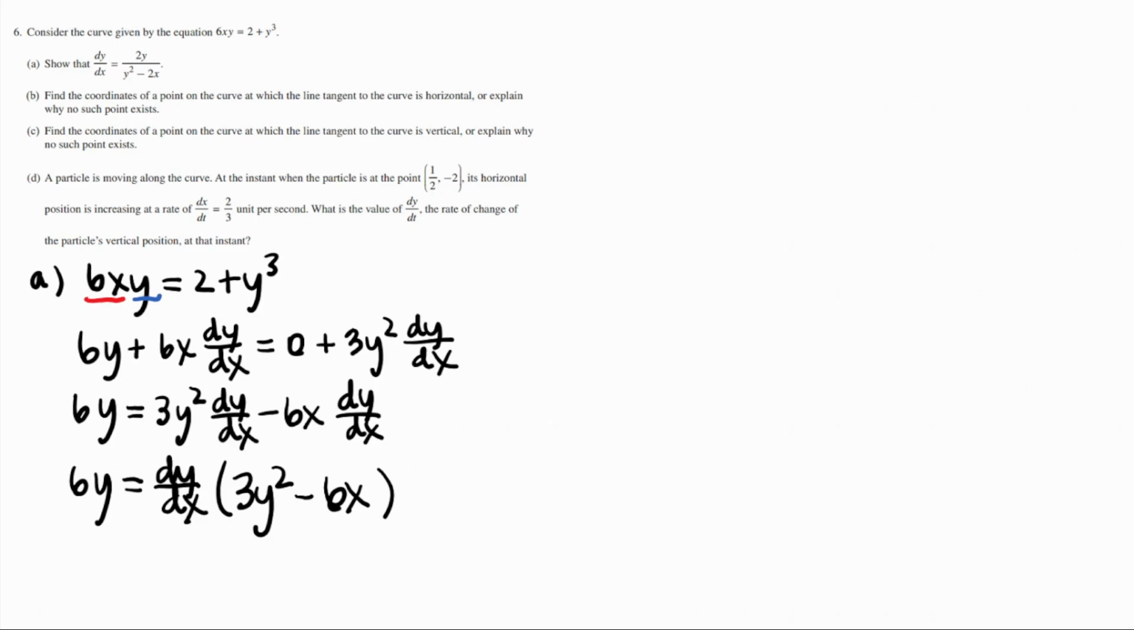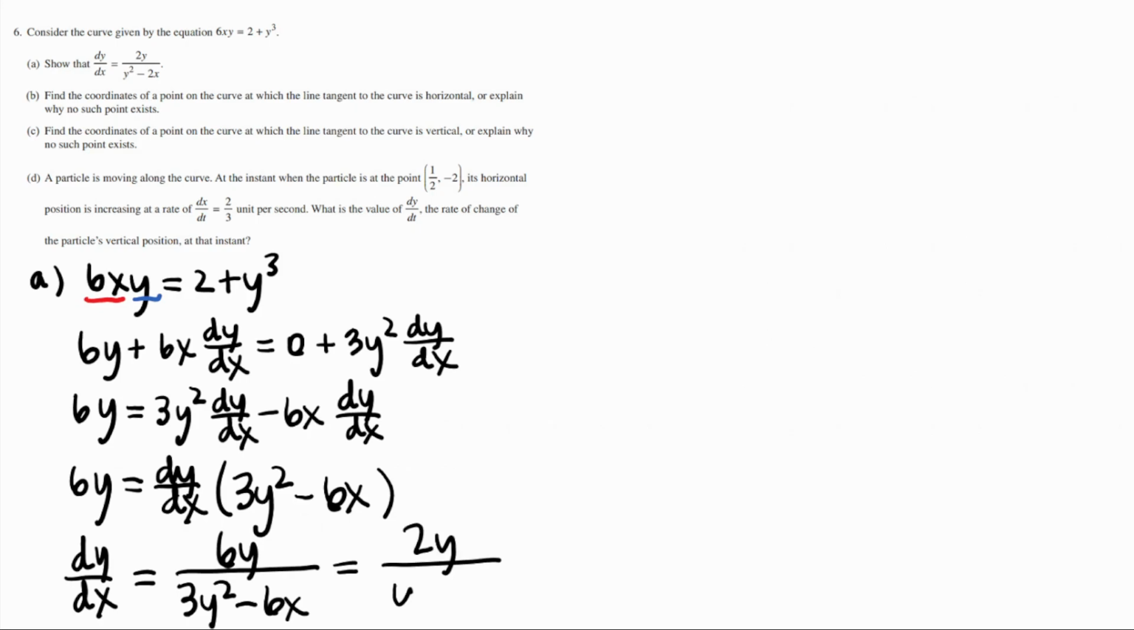But yes, we're going to divide everything by 3, so dy/dx. In the numerator I've got 6y. The denominator I've got 3y squared minus 6x, and if I multiply top and bottom both by a third, then I'd have 2y over y squared minus 2x, which is what we had set out to show in the first place.